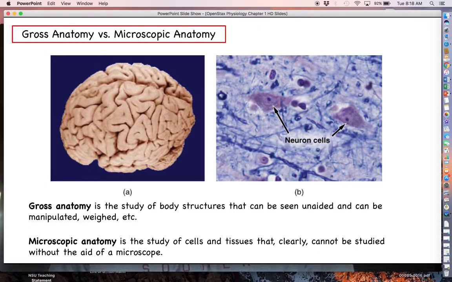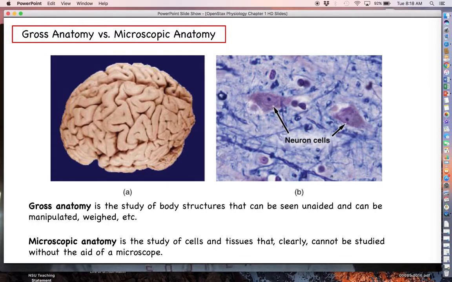Anatomy, really, you can split into two different ways. Gross anatomy is probably what you spent the majority of your time in your anatomy class doing. Gross anatomy refers to the study of body structures that you really don't need anything other than your hands or your eyes to work with, right?